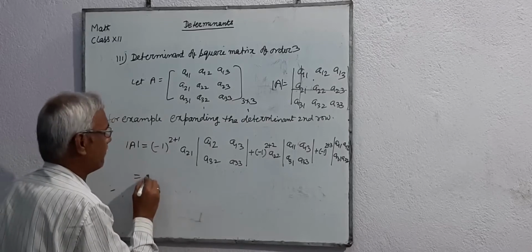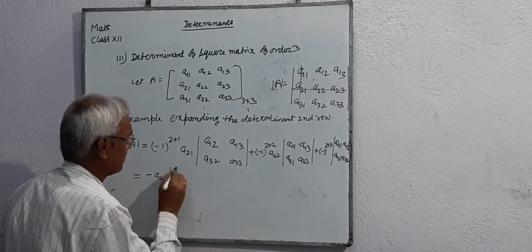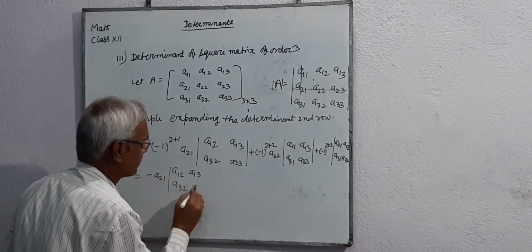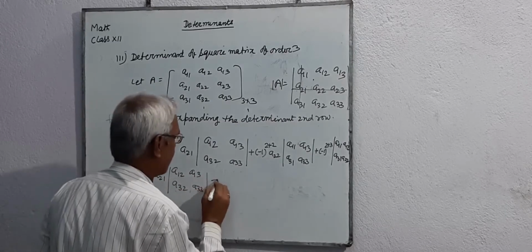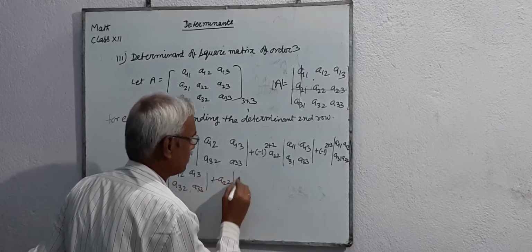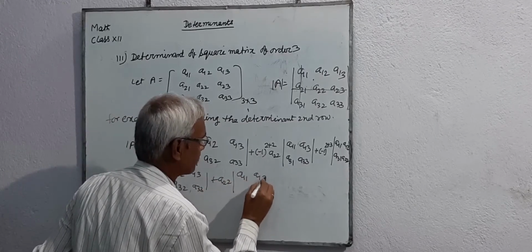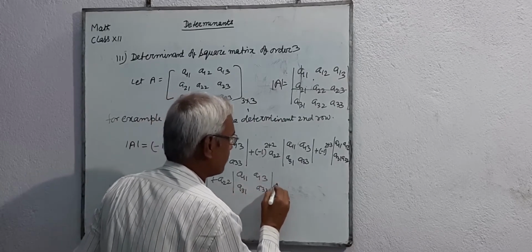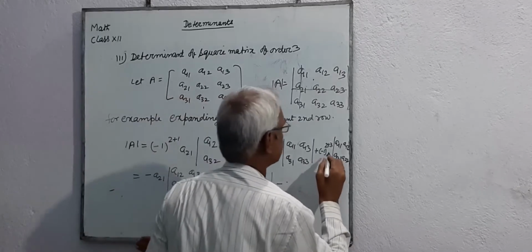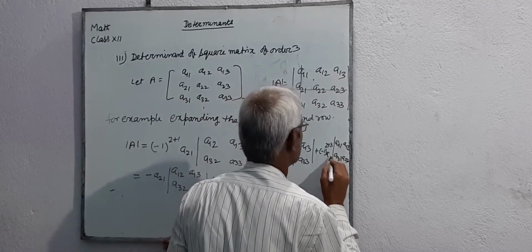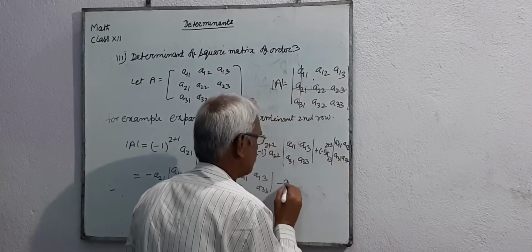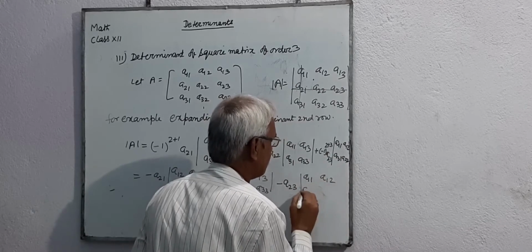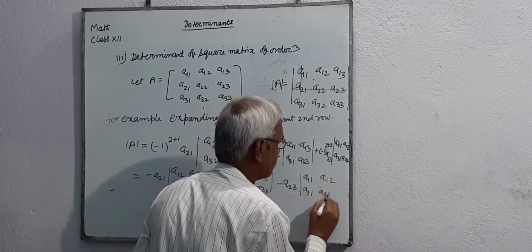Equal to minus A21 times (A12 A13 A32 A33), plus A22 times (A11 A13 A31 A33), minus A23 times (A11 A12 A31 A32).